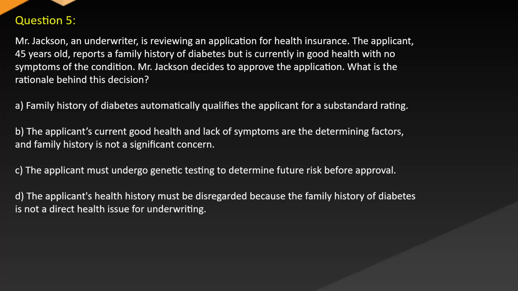A. A family history of diabetes automatically qualifies the applicant for a substandard rating. B. The applicant's current good health and lack of symptoms are the determining factors, and family history is not a significant concern. C. The applicant must undergo genetic testing to determine future risk before approval. D. The applicant's health history must be disregarded because the family history of diabetes is not a direct health issue. Underwriting.